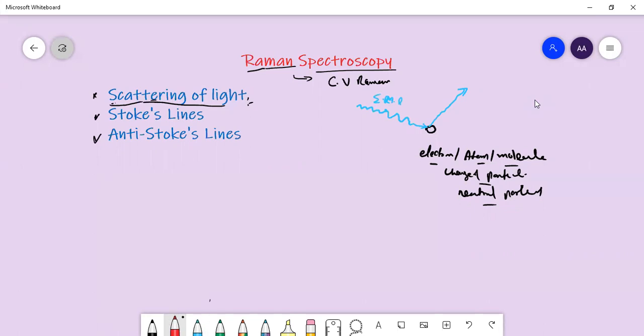Now let's try to explain these important phenomena. The one is elastic collision. The interaction between the electromagnetic radiation and these particles can be elastic. The other important concept is inelastic collision.